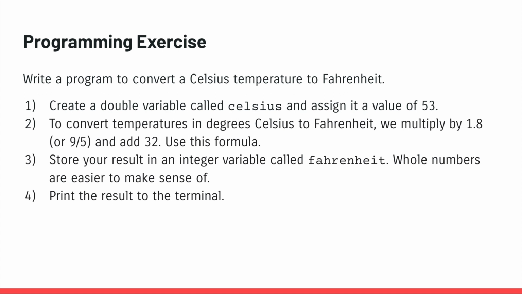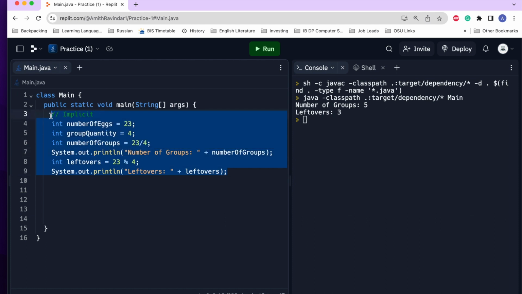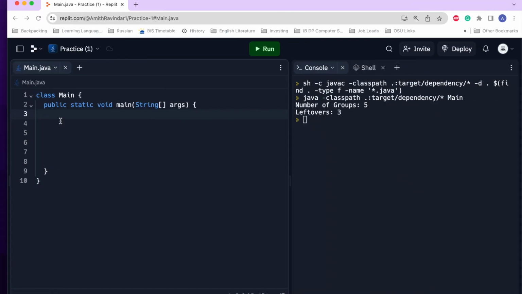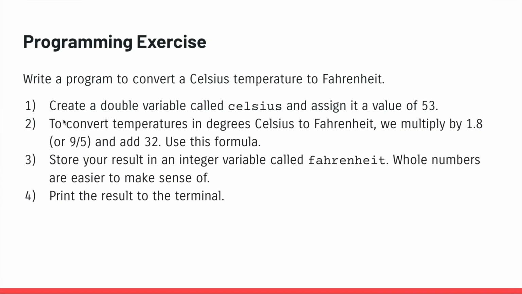So what we want to do is write a program to convert a Celsius temperature to Fahrenheit. So the first thing we want to do is create a double variable called Celsius and assign it a value of 53. So I'm going to go ahead and get rid of all of this. So I'm going to say double Celsius equals 53. Now this is technically an integer, but this is what the instructions are telling me to do. Now to convert temperatures in degrees Celsius to Fahrenheit, you multiply by 1.8 and add 32. And then we want to store the result in an integer variable called Fahrenheit.